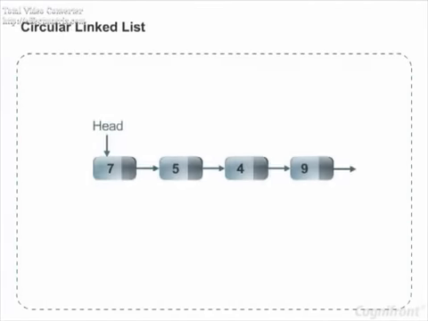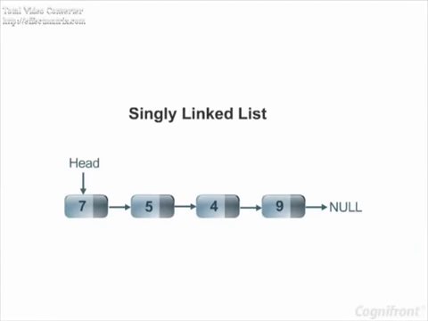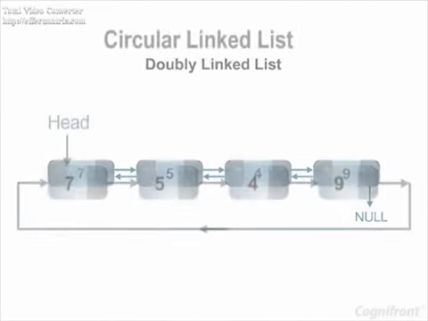In circular linked list, the link member of the last node is not null. It is always set to the first node. So, you can travel this list in a circular way. Friends, here we have learned the concept of linked list. Next session, we will learn another data structure.